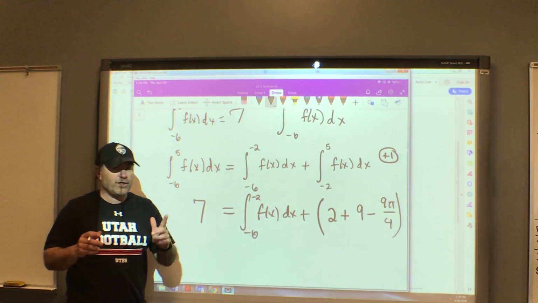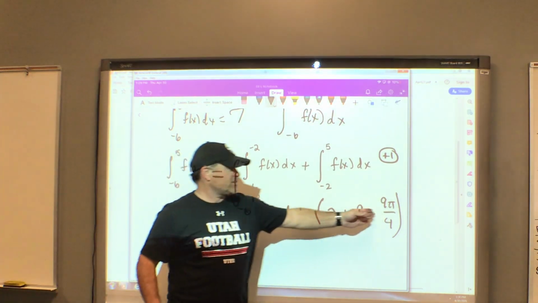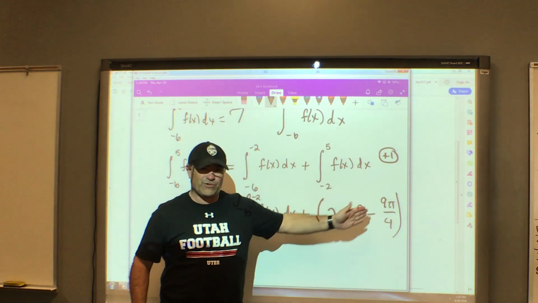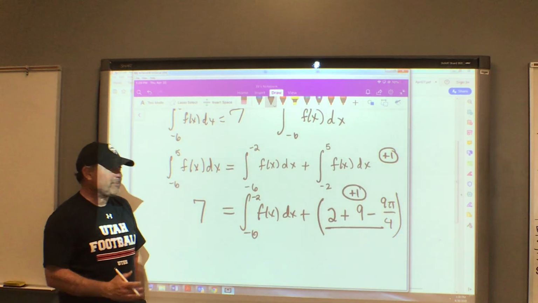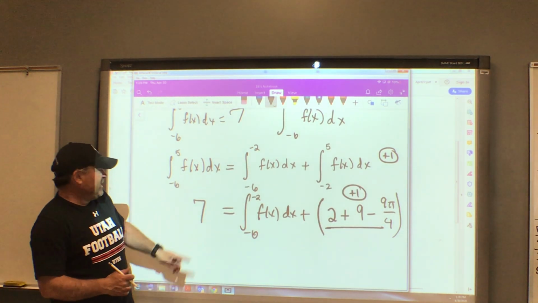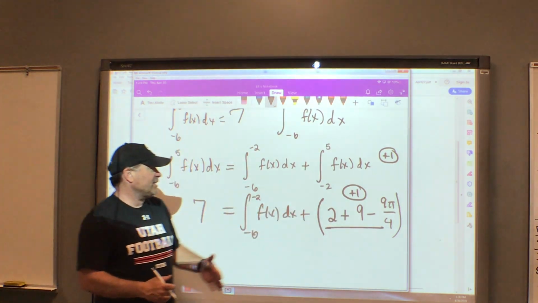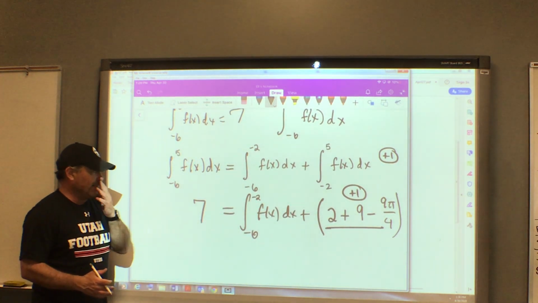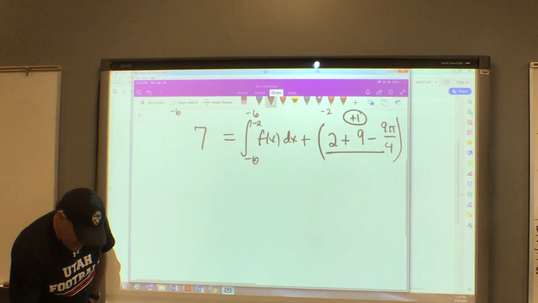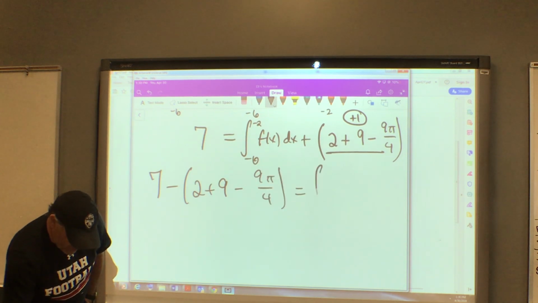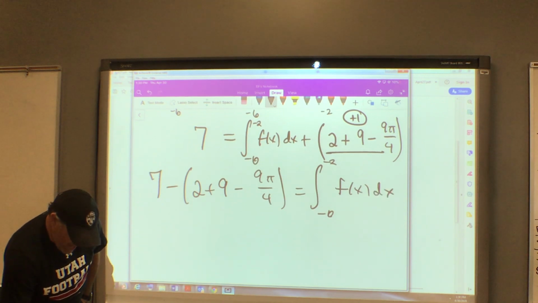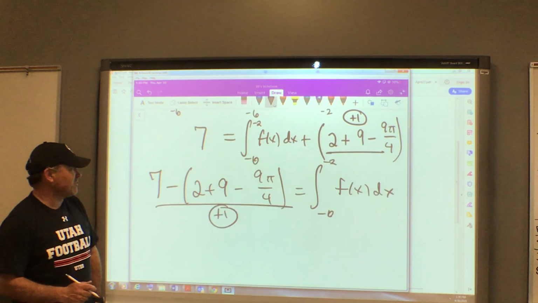And now they are awarding one more point for you successfully finding this value. So this right here is worth a point, okay? And now we're going to go 7 minus that quantity, and that's going to get us our answer. So if we just wanted to say, hey, 7 minus the quantity 2 plus 9 minus 9 pi over 4 equals the integral from minus 6 to minus 2 of f of x dx, that answer right there is going to get us another point.